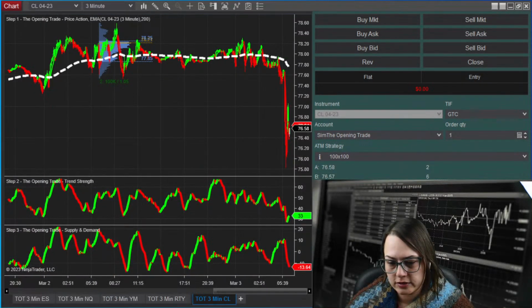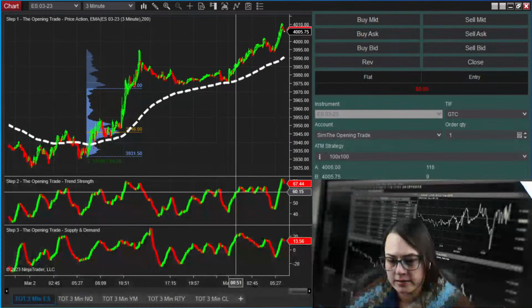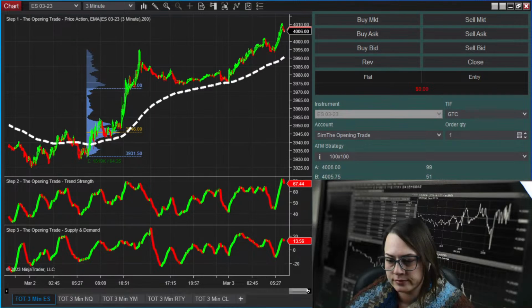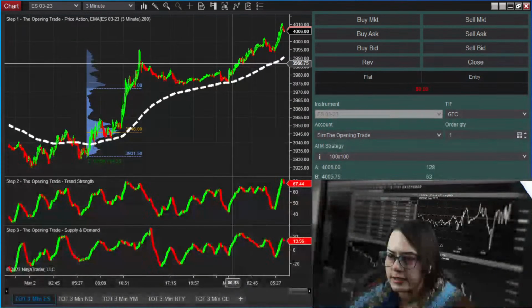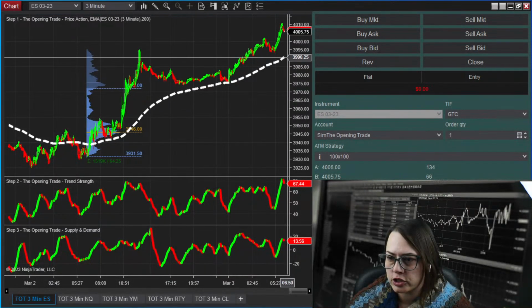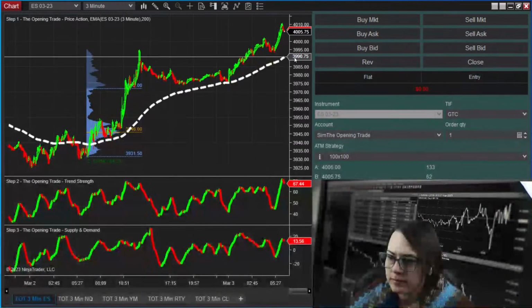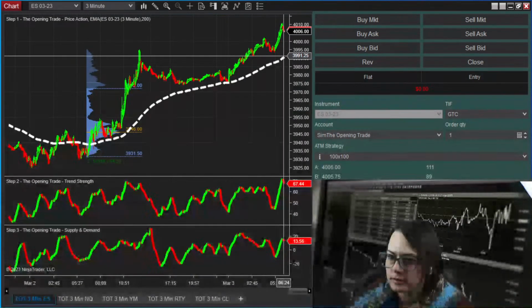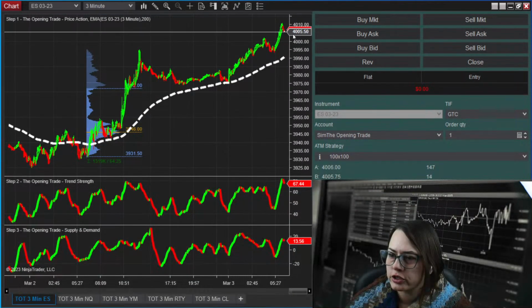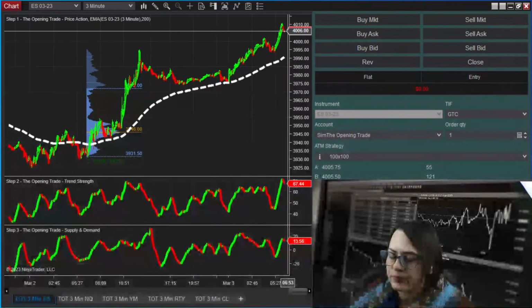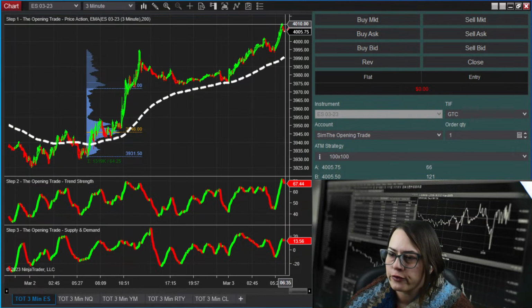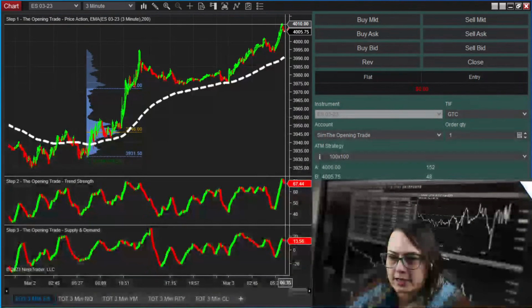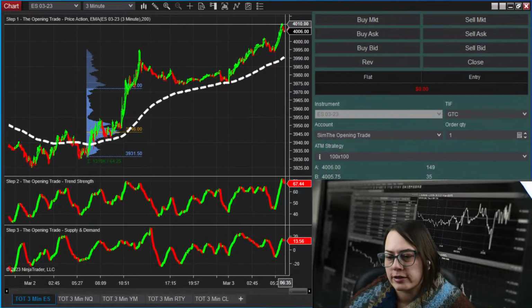All right, so let's take a look here at this ES tab. On this three-step swing trading system, if the price comes above this white dashed line, then we're going to look to short. And the further above the white dashed line, the better the odds are.